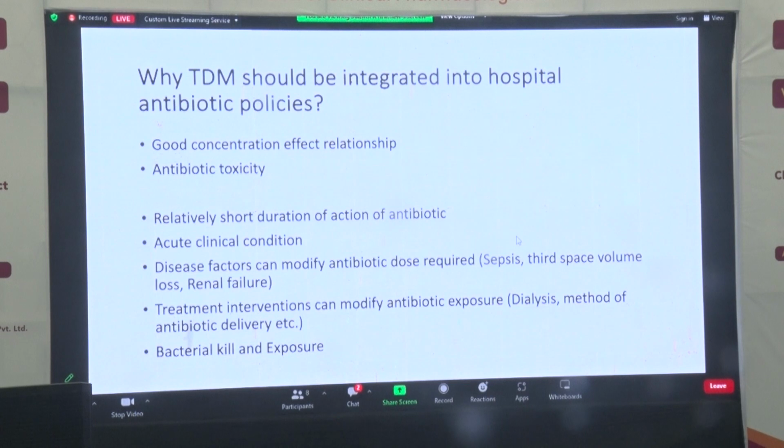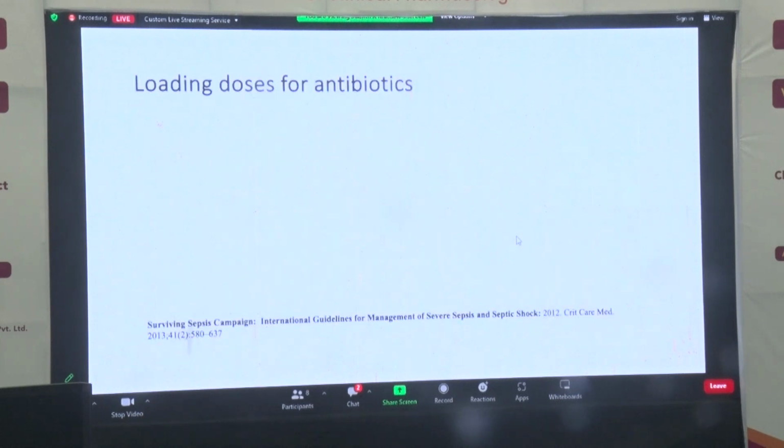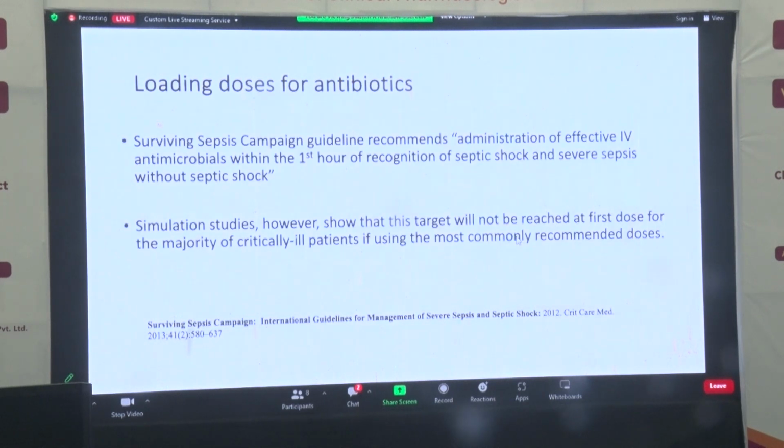Then also there is good evidence relating the bacterial kill with the antibiotic exposure in the blood, or even in the CSF or other fluids. So there is a need for a loading dose of antibiotics, at least for some of them which have a long half-life. The Surviving Sepsis Campaign guideline recommends administration of effective IV antimicrobials within the first hour of recognition of septic shock and severe sepsis without septic shock. So this is very crucial. Time is very crucial when you treat a patient with sepsis.